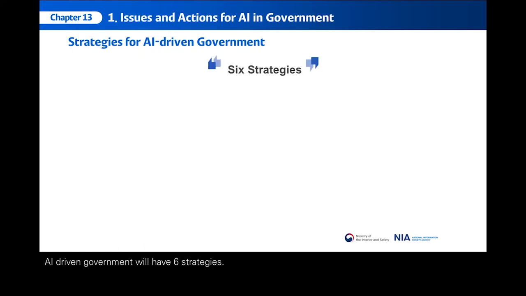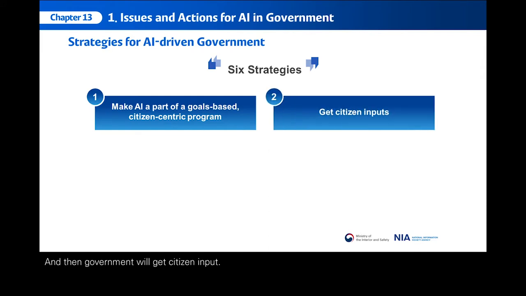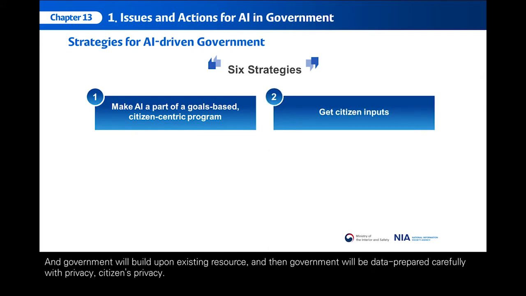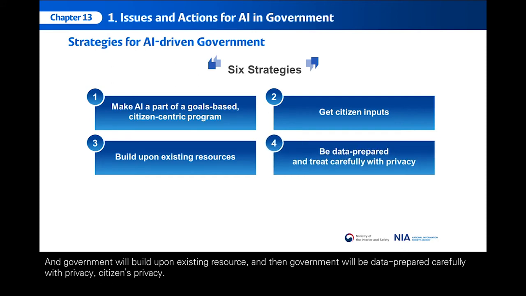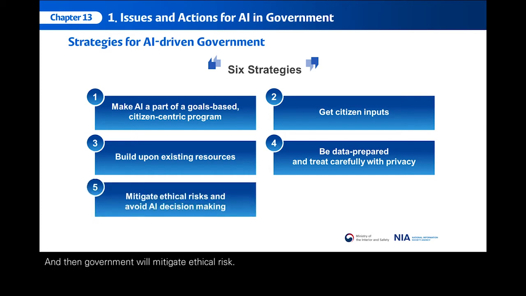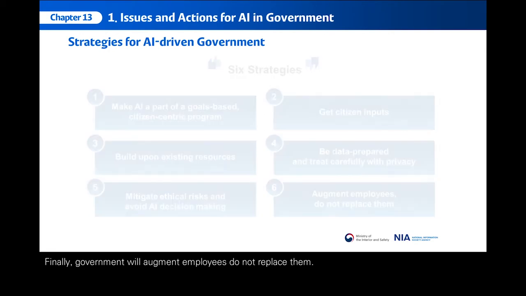AI-driven government will have 6 strategies. First, government will make AI a part of a goal-based and citizen-centric program. Then government will get citizen inputs, and government will build upon existing resources, and then government will be data prepared carefully with citizens' privacy, and then government will mitigate ethical risk. Finally, government will augment employees, not replace them.